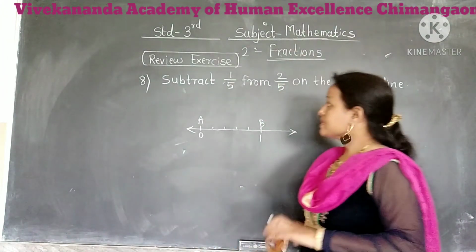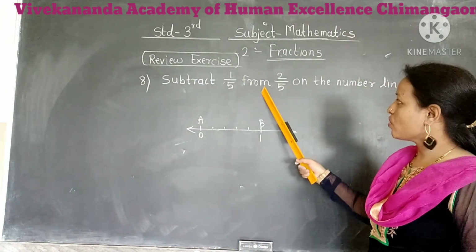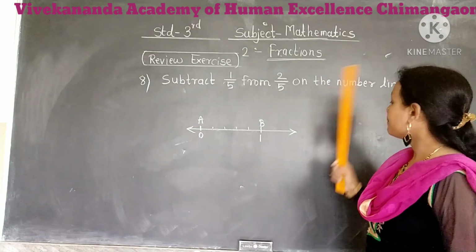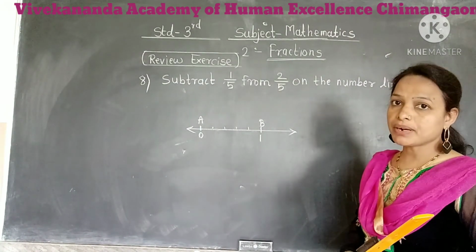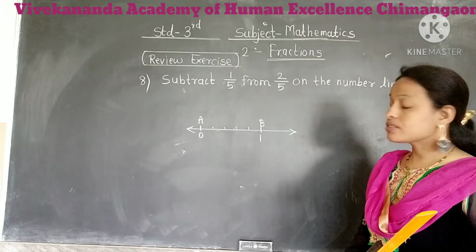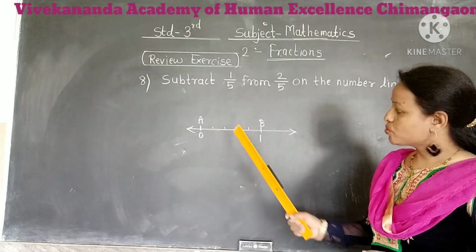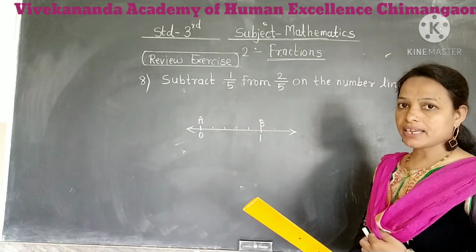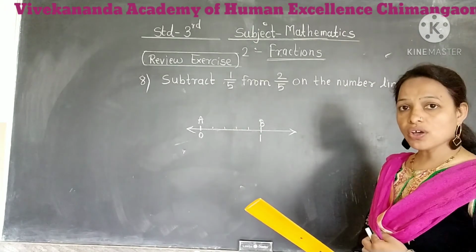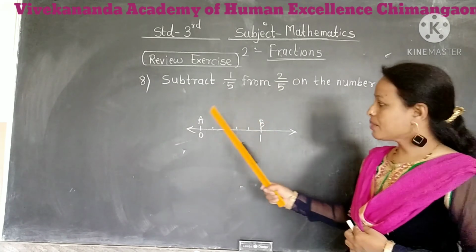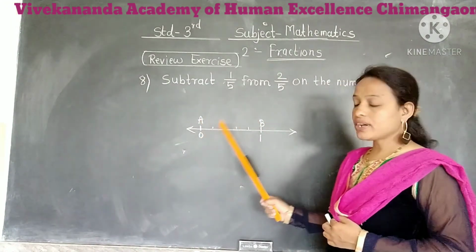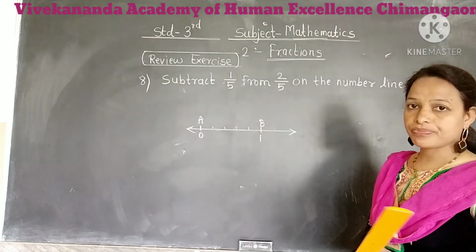Next question. Subtract 1 upon 5 from 2 upon 5 on the number line. So here we have to subtract the given fractions on the number line. So first draw a number line. So here we draw a number line. Then mark on that point A and point B. Here point A represents 0 and point B represents 1.